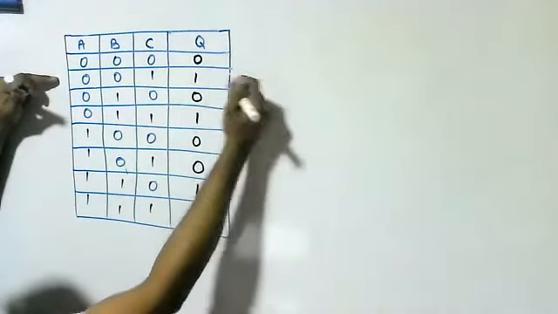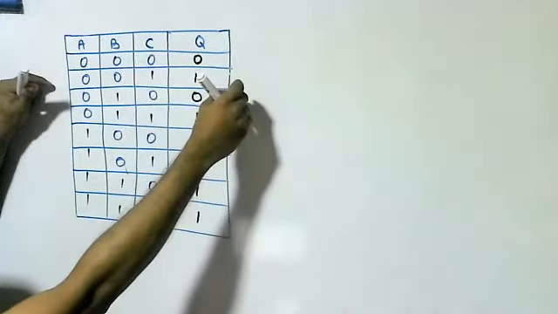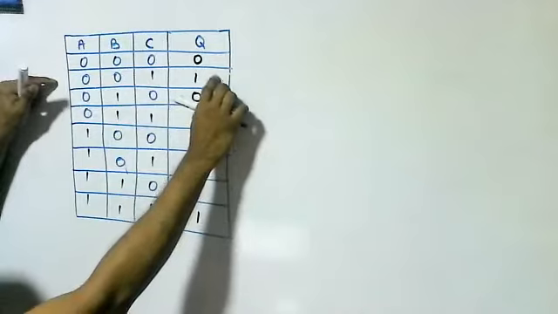That means we'll take the min terms. While we are taking min terms, I'm coming to here. The output is 1, so I'm going to take the min term. If the input is 0, we are taking the complement of the variable. If the input is 1, we are taking the direct variable.